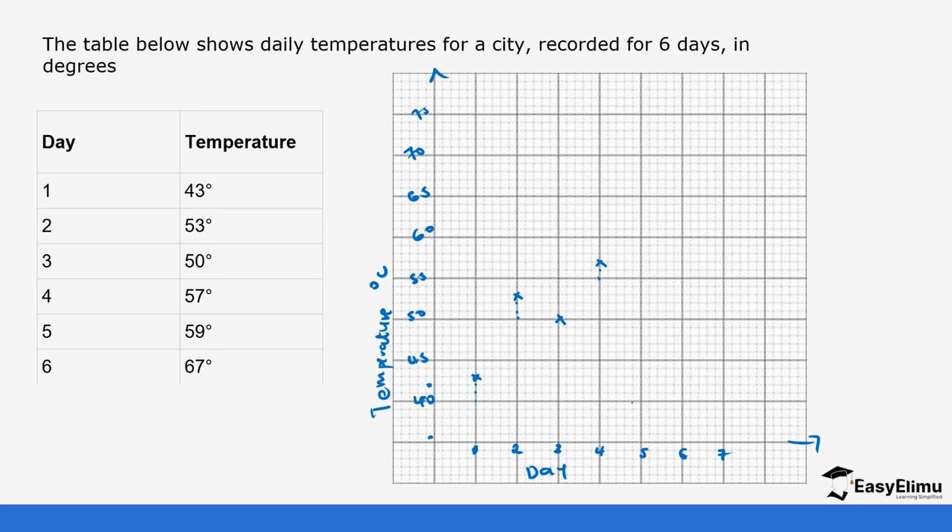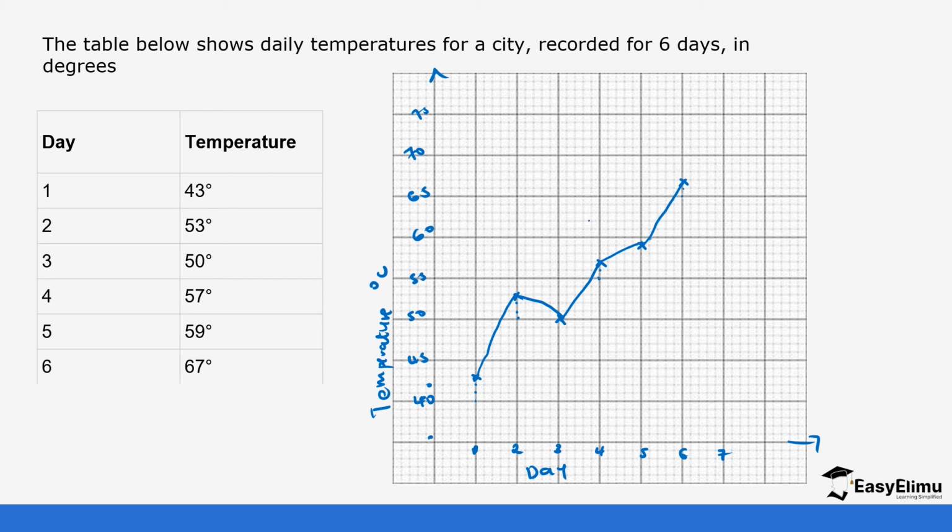Day 5 at 59. So 59 is going to be just next to 60. And day 6 at 67. So 65, 66, 67. So we are going to use straight lines to show that, not curves. So use a ruler to join the points. It should look like this. This is just a sketch of it.